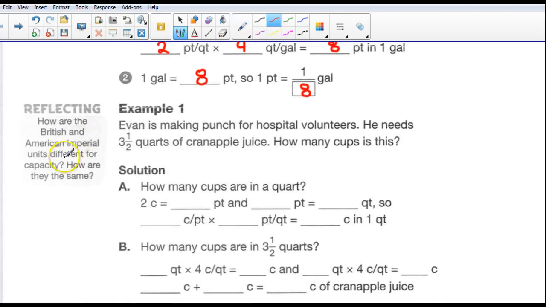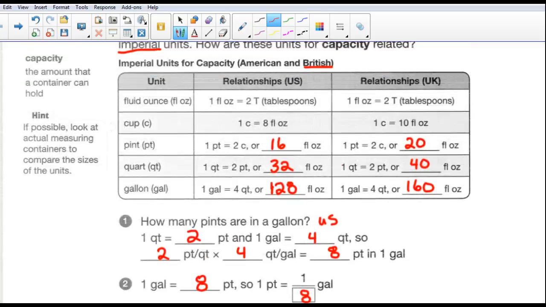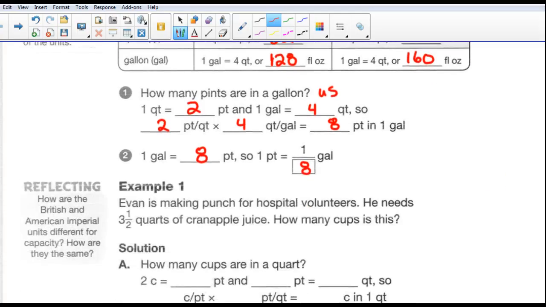Okay, so reflecting, how are the British and American imperial units different for capacity? Well, they're different because the British uses slightly more units. Okay, same units, that's how they're the same, but there's just a little bit more. For example, it changes right up here when we start talking about cups. 1 cup is 10 ounces, 1 cup is 8 ounces, and that's the big change. And then that change just carries on all the way through as we get to the larger units.